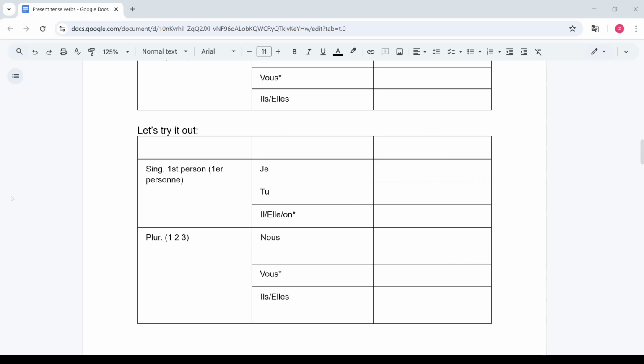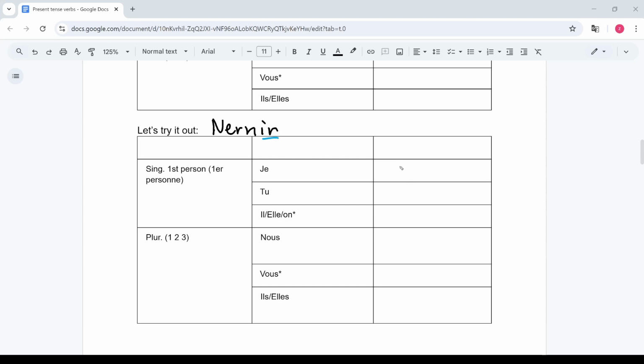Okay, let's try another one. Let's try a different ending this time, a different group. Let's say, for example, again, we're making up a verb over here. Let's say, for example, that the verb nernir exists. So let's try and conjugate this made-up verb in present tense, assuming this is a regular verb. So first, we need to identify the type of verb, or the group that it belongs to. And so in our case, this is an IR verb.